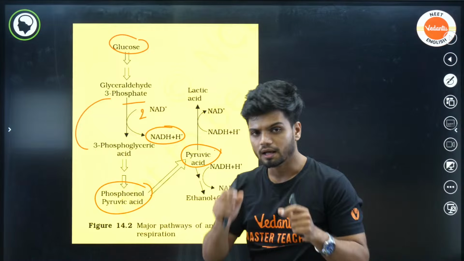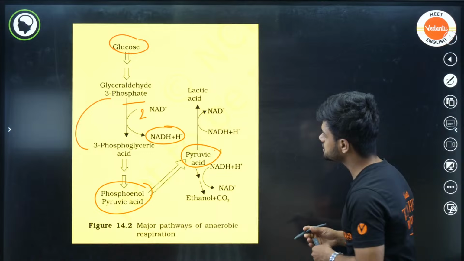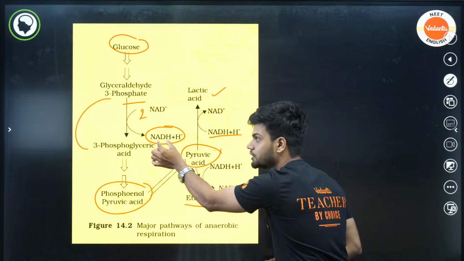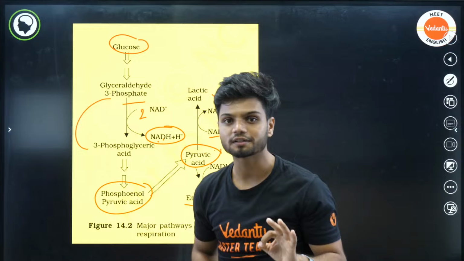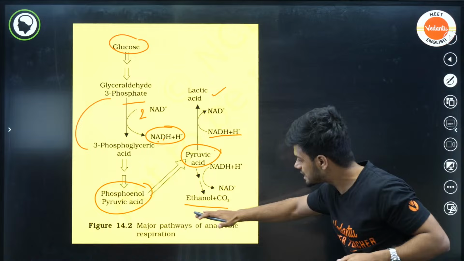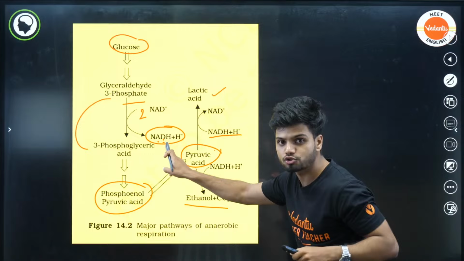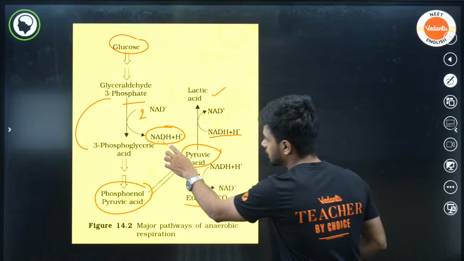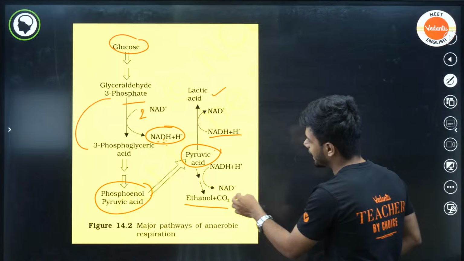Now, this pyruvic acid can undergo two reactions. This pyruvate can undergo lactic acid or alcoholic fermentation. If it undergoes lactic acid fermentation, this NADH is consumed. This is an important point. In the case of lactic acid as well as ethanolic fermentation, the NADH which is produced in your glycolysis is completely consumed in a reaction, and it is reoxidized to NAD+. This NAD+ again joins the glycolysis.